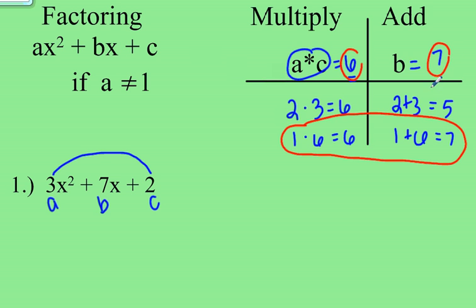So since my factors of 1 and 6 worked for my example, I'm going to rewrite my problem. 3x squared and 2 will remain the same. However, instead of writing 7x, I'm going to rewrite this as 1x plus 6x, because 1x plus 6x still gives me 7x.